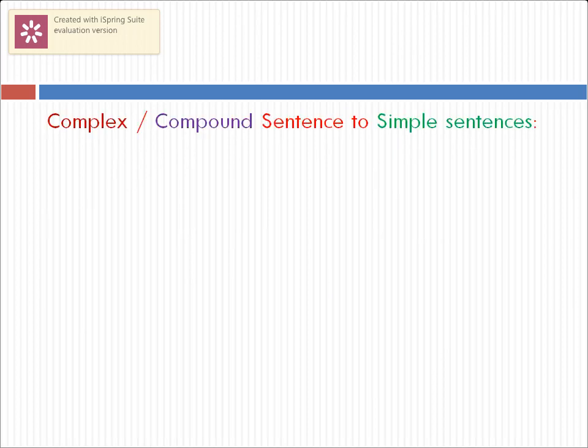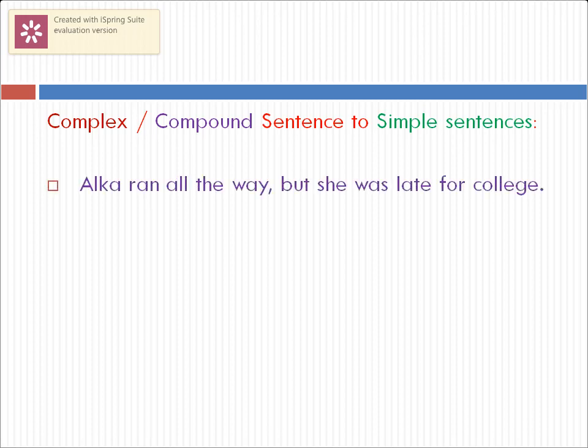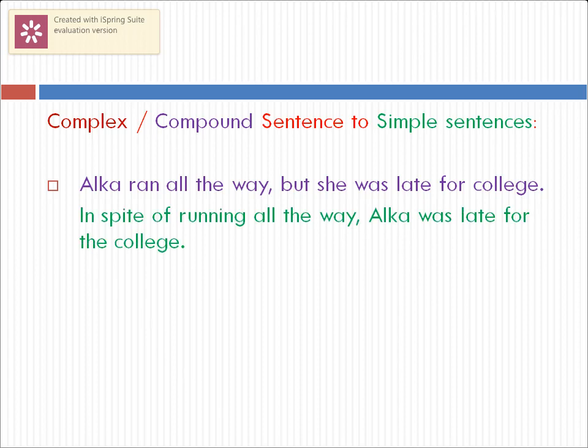Right. Now let's look into more examples of how we can change a compound or a complex sentence into a simple sentence. Alka ran all the way, but she was late for college. It's a compound sentence. In spite of running all the way, Alka was late for college. What we have done here is, we have taken the first clause, Alka ran all the way, and transformed it into a phrase, in spite of running all the way. So now, this sentence has only one subject, Alka, and only one verb, was.